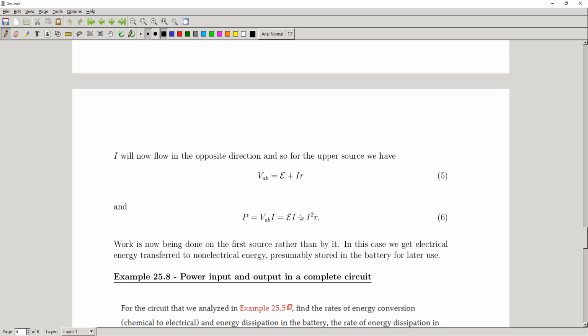So our new source with a larger EMF is doing work on the battery, and what it's doing is it's transferring this electrical energy into non-electrical energy. It's sort of storing energy in the battery, presumably to be used later to restart your car or whatever. And so this is sort of the setup that we end up with in that kind of a situation.